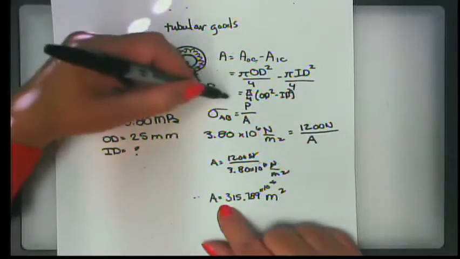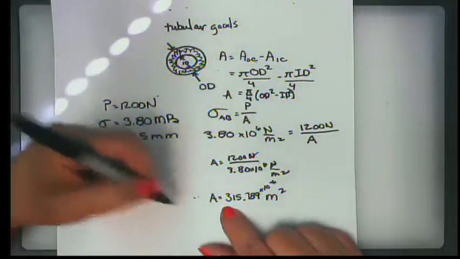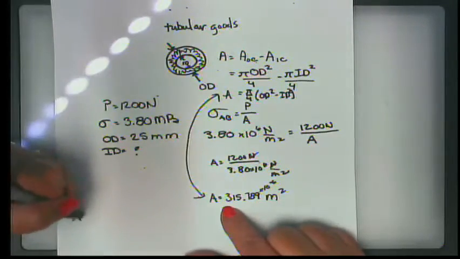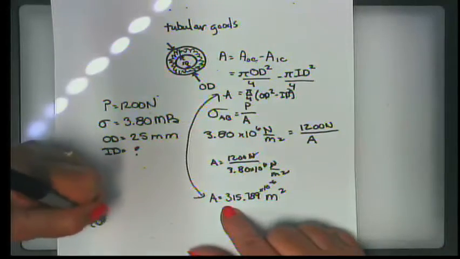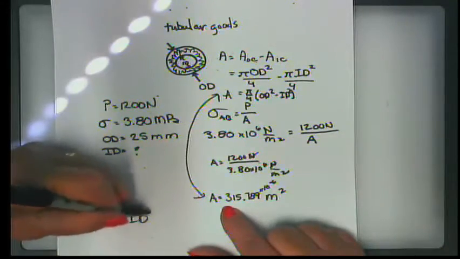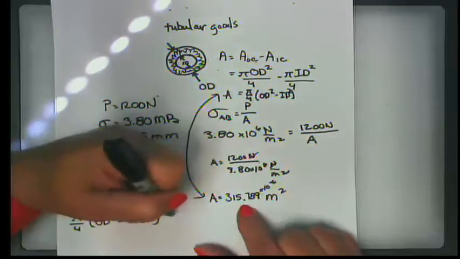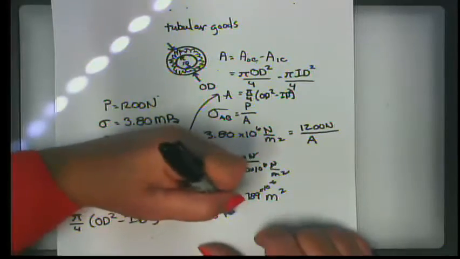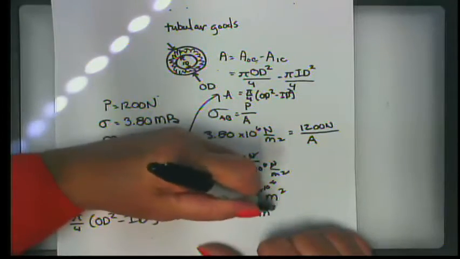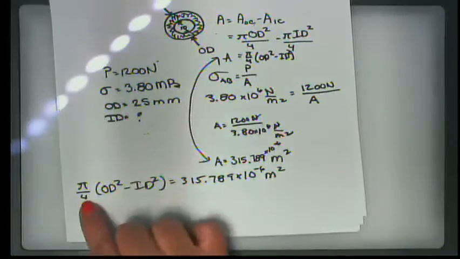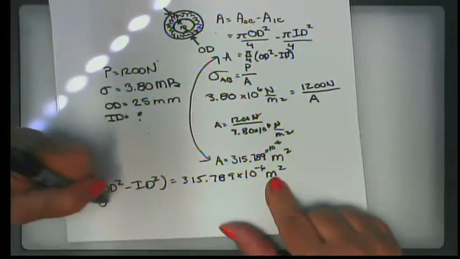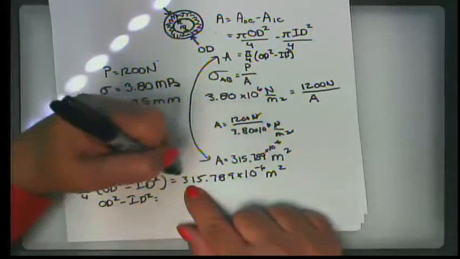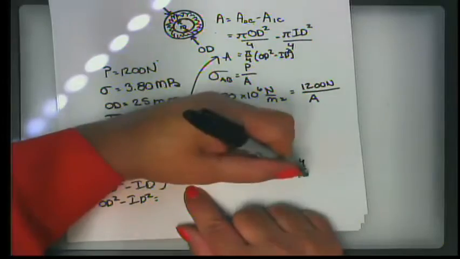I do not know my ID, but I know that this term is equal to the area. So I can set these two equal to each other, and I can say pi over 4 times OD squared minus ID squared is equal to 315.789 times 10 to the negative 6 meters squared. I can then invert and multiply. So I get OD squared minus ID squared equals this number times 4 over pi.